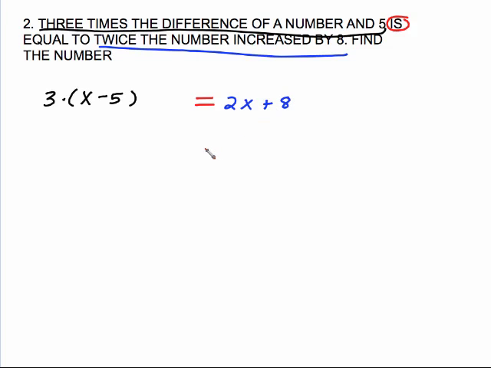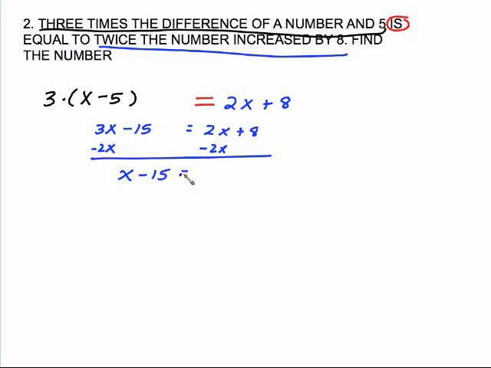Right there is an equation you should be able to solve. Steps here will be to distribute our 3. Subtract 2x from both sides, which gives us x minus 15 equals 8. Add 15 to both sides, and x equals 23.